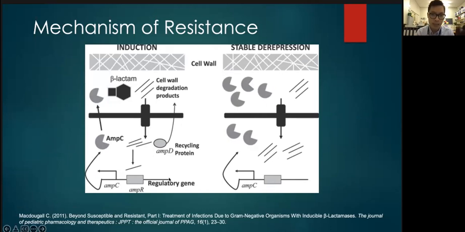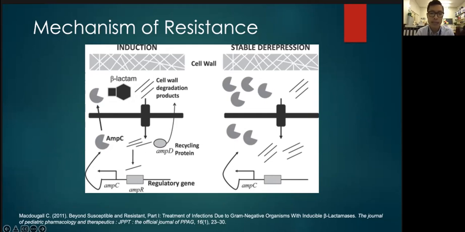When it's induced, certain antibiotics, betalactams, induce the production of cell wall degradation products. These degradation products compete with something called UDP for binding to AmpR. The decreased UDP binding to AmpR leads to increased production of AmpC enzymes. As the concentration of these degradation products increases, AmpD, the recycling protein, is overwhelmed and is unable to cleave all the peptides, leading to binding of these uncleaved products to AmpR, and subsequently there's increased AmpC transcription.